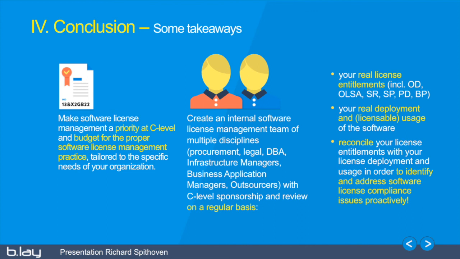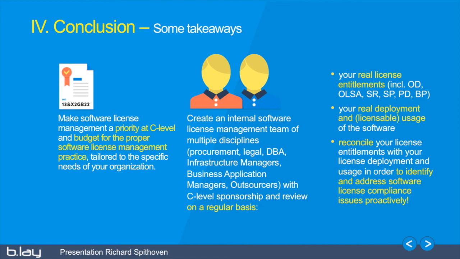Once the necessity of doing proper license management is being known and supported on C-level, the next step is that you need to make sure that you create an internal team of multiple disciplines that are performing internal software license management activities. And in that team, you would want to have people from procurement, legal, database administrators, infrastructure managers, business application managers, and maybe if you've outsourced your IT, include your outsourcing company in there as well. And make sure that with the C-level sponsorship, you will get the time, the resources, and the budget to review on a regular basis what your real license entitlement position is, including all the documents that we talked about in the beginning, like the ordering documents, the license agreements, the support renewals, the support policies, the program documentation, and all the business practice documentation that is being published online by Oracle.